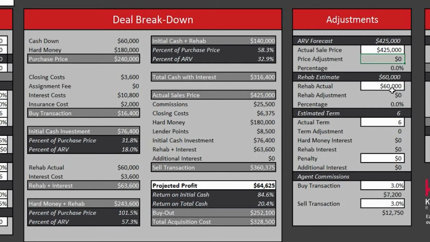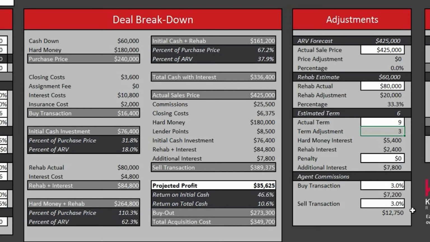Let me put that back to the original. Same thing can happen on the rehab. You budgeted at $60,000, but let's say you go $80,000. $20,000 over budget is going to reduce your projected profit. Make sense? Same thing on term. You estimated it at 6 months, but it winds up taking you 9 months. That's going to impact your projected profit.